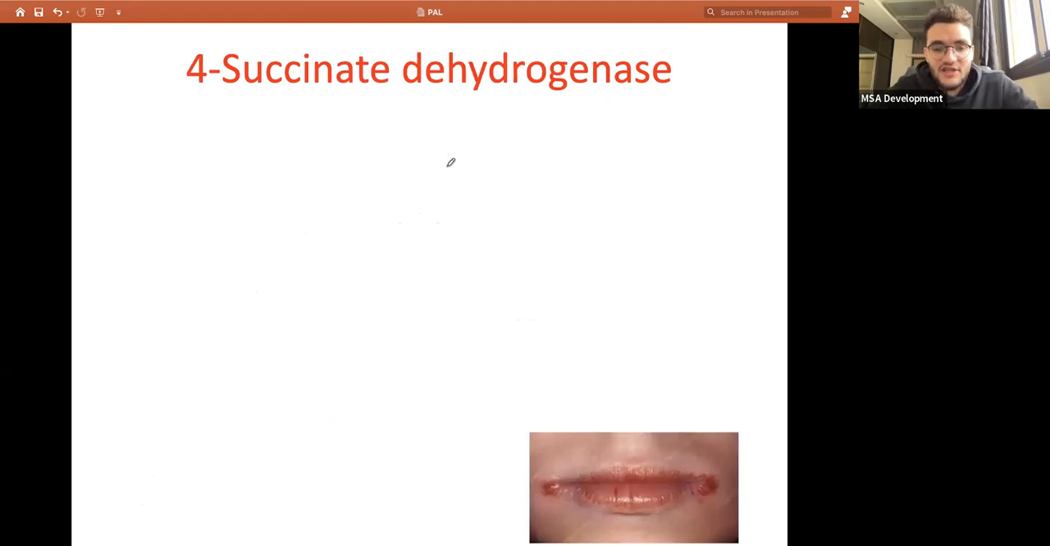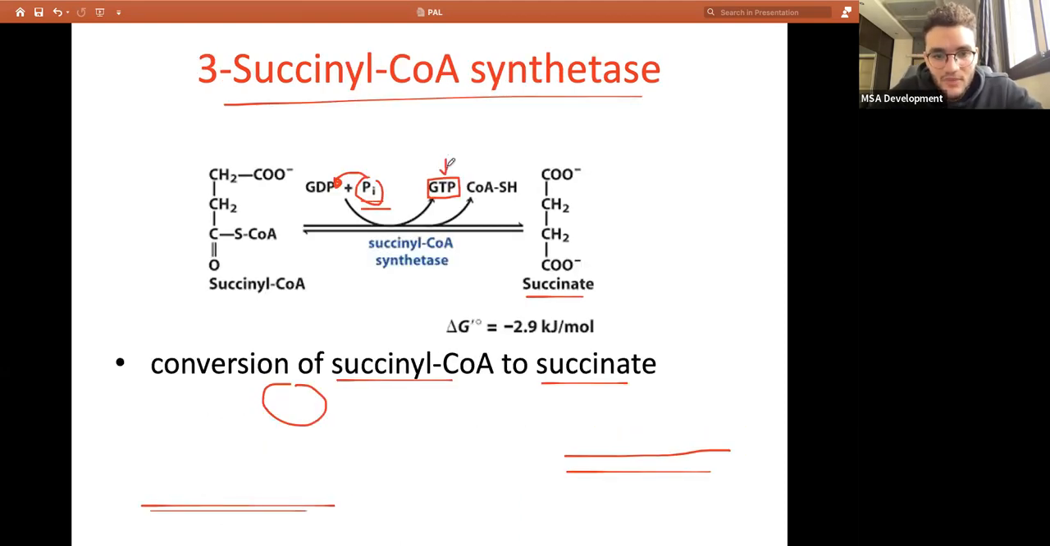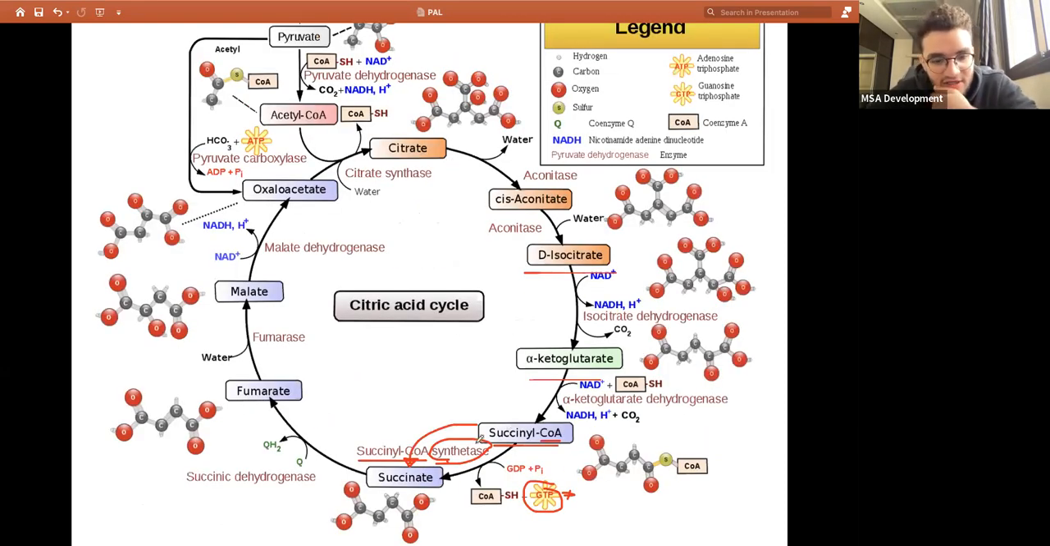For the third major step, I'm going to go back here. Succinyl-CoA forms succinate. Now we have a succinate, and it gives fumarate. Now this step, how do you know the enzyme? What is the substrate? It's succinate. And obviously in this step, it's a dehydrogenase.